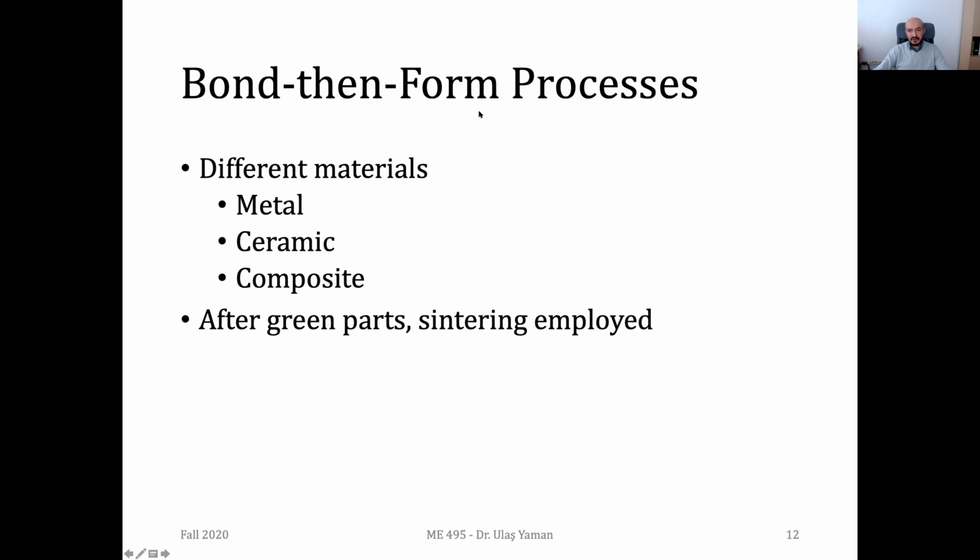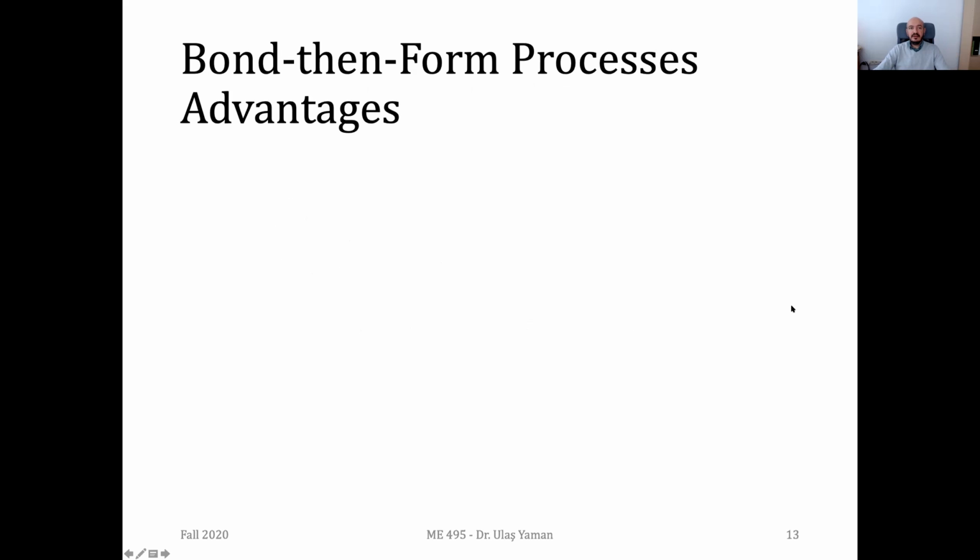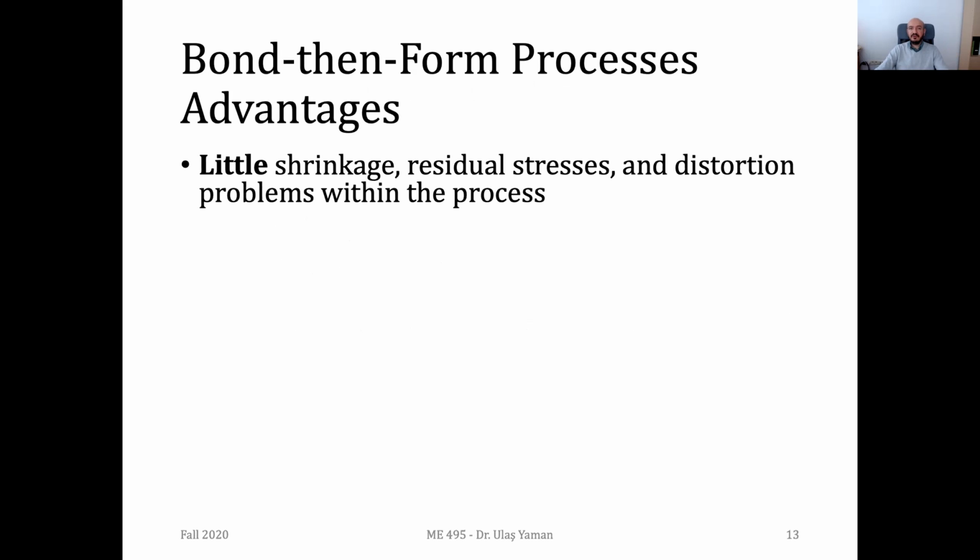So for the bond and then form processes, we may make use of different materials, but obviously for metals it's quite difficult. There is some research going on, but we don't have a proper commercial system employing metals as the raw material. We can use ceramic sheets of ceramic material or composite materials like carbon fiber, glass. But the thing is that if you are using ceramics or other composite sheets, you need to do some further sintering or pressing operations. So what are the advantages of bond and then form processes?